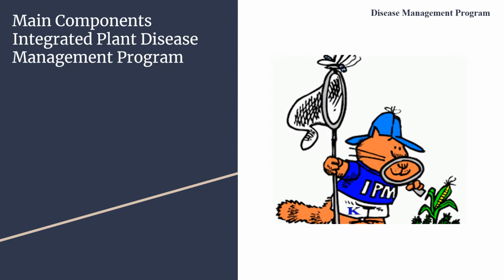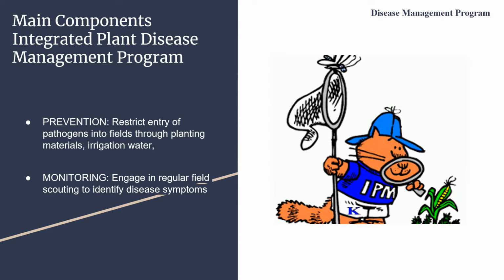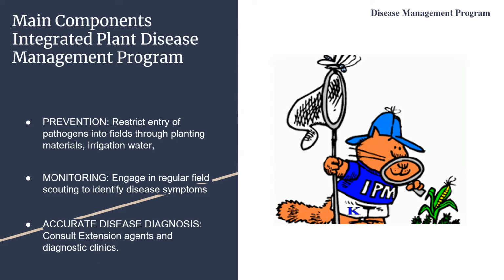Main components of integrated plant disease management program. Prevention: restrict entry of pathogens into fields through planting materials and irrigation water. Monitoring: engage in regular field scouting to identify disease symptoms. Accurate disease diagnosis: consult extension agents and diagnostic clinics.